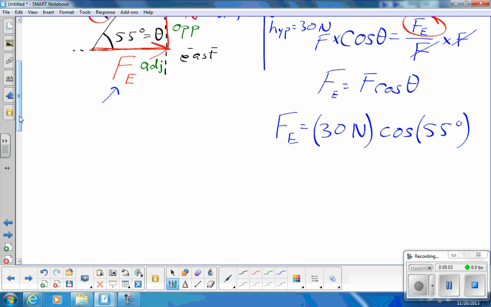All right, now the actual calculation. 30 newtons times cosine of 55 degrees. So I'm going to find the cosine of 55 degrees and multiply that by 30, and I get an answer of 17.2. I'll put 17.2. It would be perfectly fine just to say 17. And that has units of newtons. Okay, there's the east component is 17 newtons.